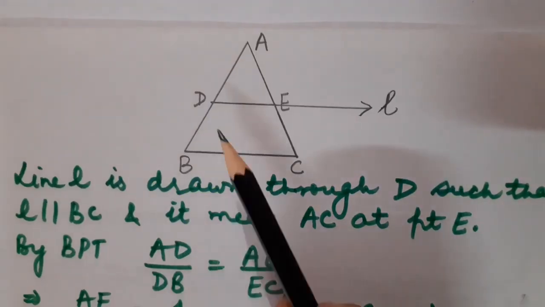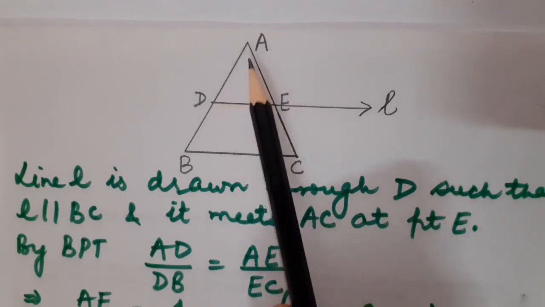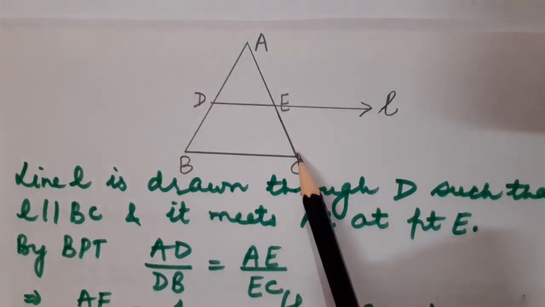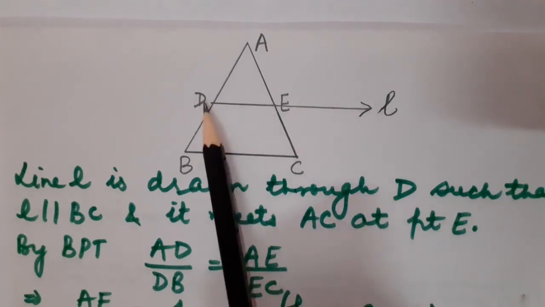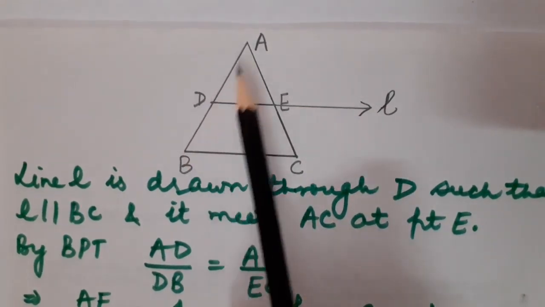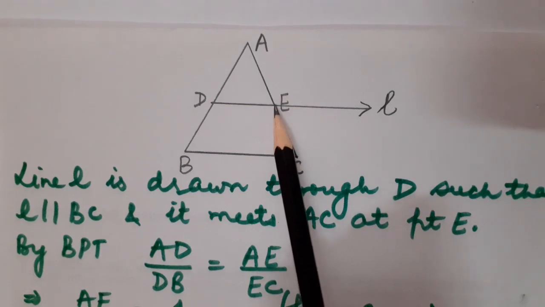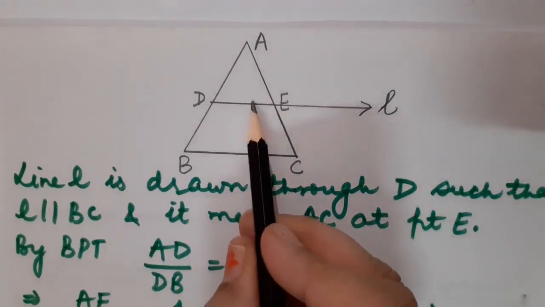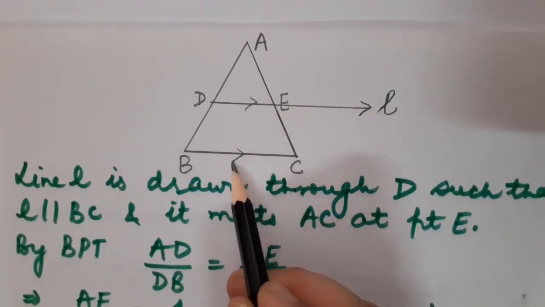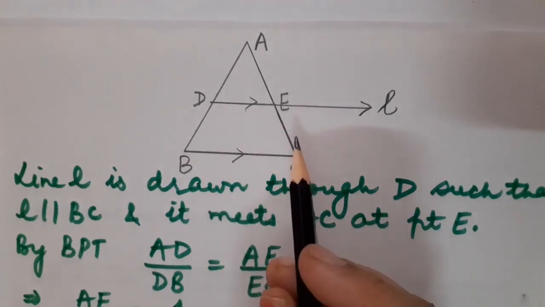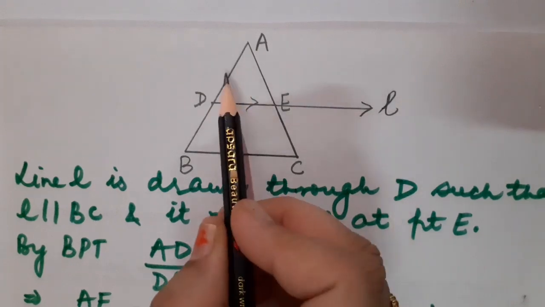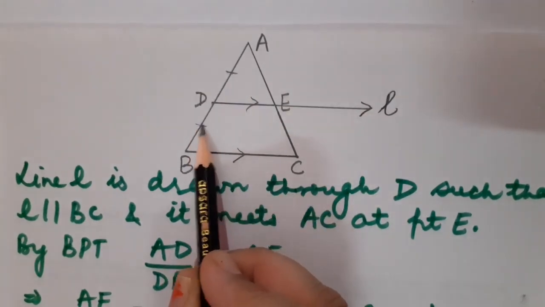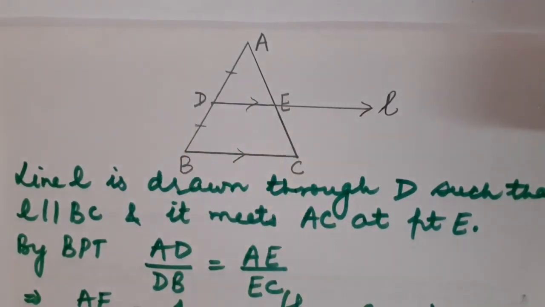Now children, you can better understand through the diagram. Have a look at the diagram. ABC is a triangle. L is a line which intersects AB at point D and AC at point E. And this line L is parallel to BC. And what else do we have? Given that D is the midpoint of AB. So we can say that AD must be equal to DB, as I have just explained.